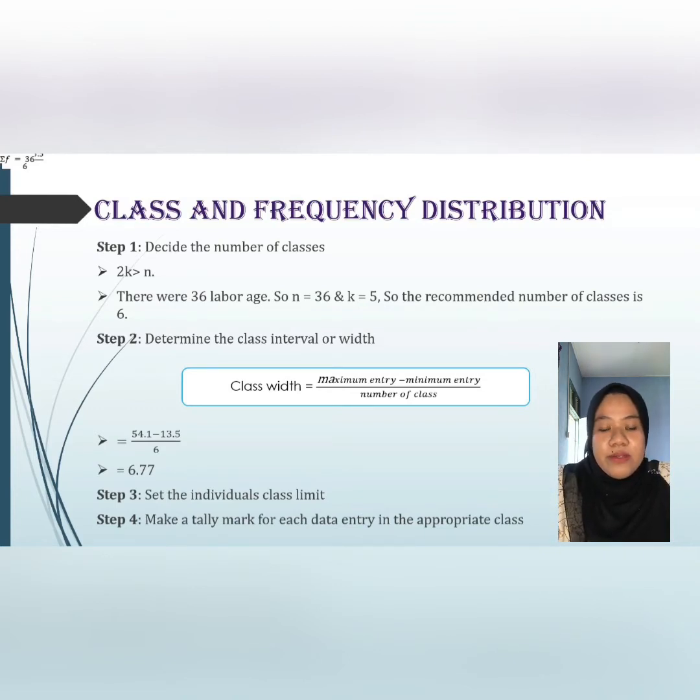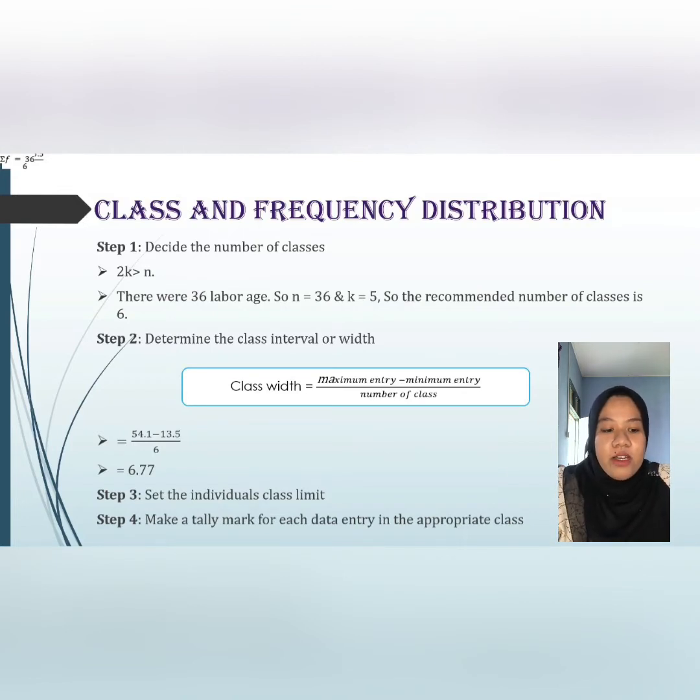Okay, step 2, determine the class interval or width. The formula for class width is maximum entry minus minimum entry divided by number of class. So the maximum entry is 54.1 and the minimum entry is 13.5 and the number of class is 6. So 54.1 minus 13.5 and divided by 6. So the answer is 6.77. Then step 3 is set the individual class limit.